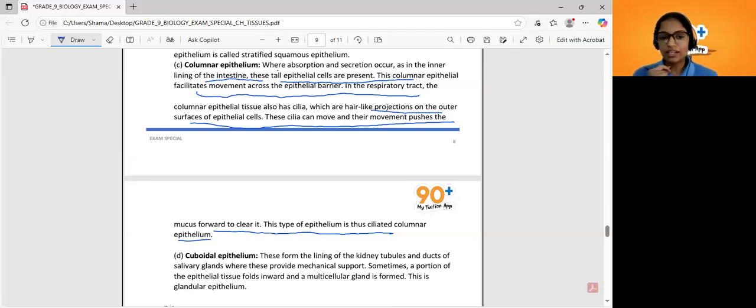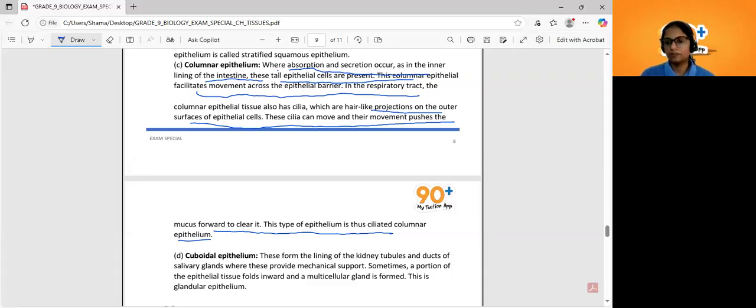Yes, so ciliated columnar epithelium is seen where absorption and secretion are taking place, like in the intestine. In case of the respiratory tract also, in columnar epithelial tissue we can see cilia. Why? Because they help in the movement, they help in pushing the mucus forward.